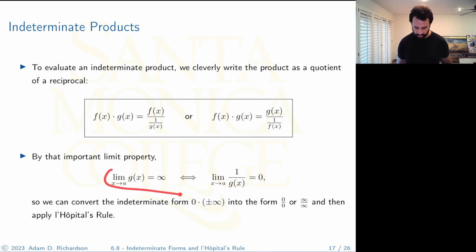And because we have that important limit property, we know, for example, that if g of x goes to infinity, then 1 over g of x is going to go to 0. And so now what we can do is convert that indeterminate form, 0 times infinity, into the form 0 over 0 or infinity over infinity, and then apply L'Hopital's rule. Pretty cool, huh? It's a clever idea. Let's try it.